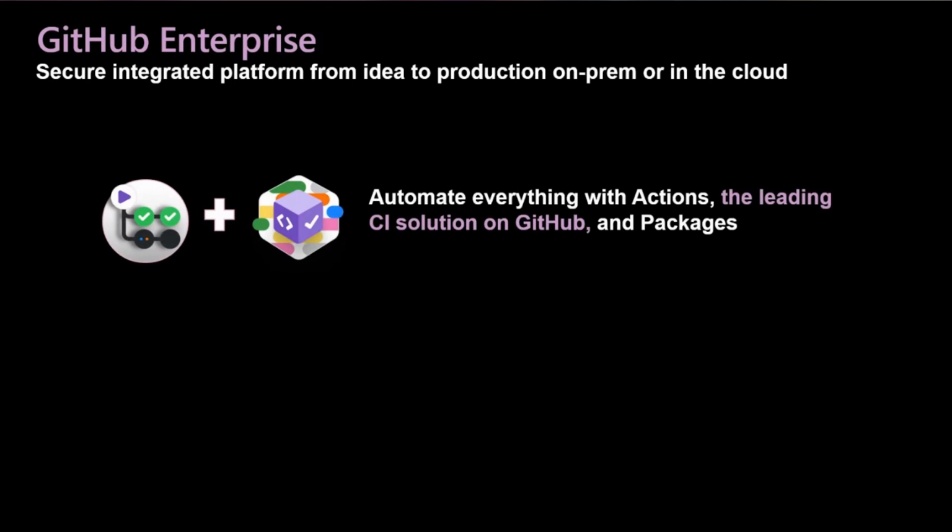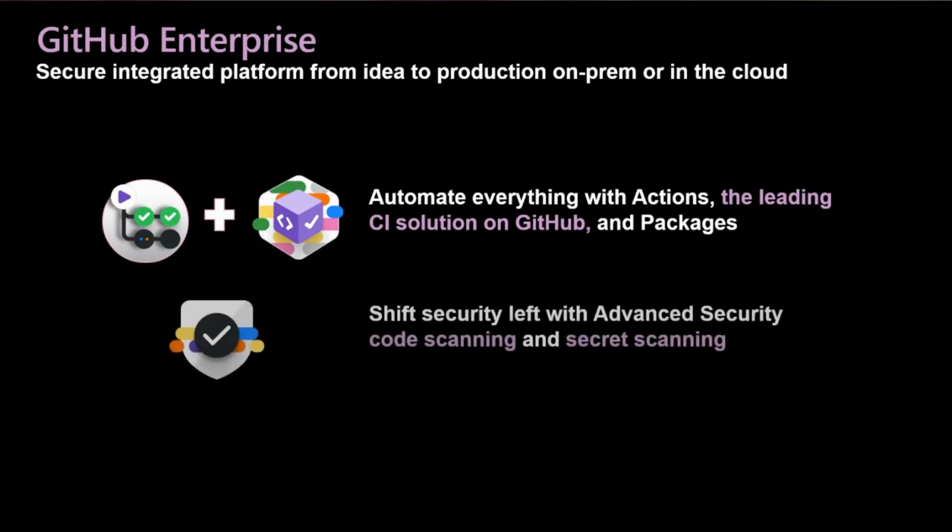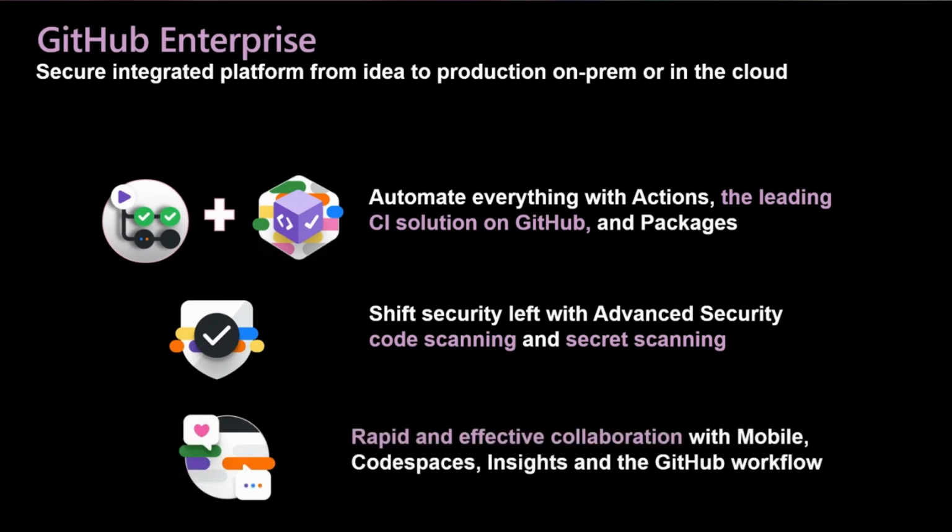So we can automate everything with actions. Like I said, they're not just CI/CD. So yes, they can do continuous integration, continuous deployment, and continuous delivery, but it allows us to look at ways we can do things in the cloud or on-prem. We can also shift our security left, and our organizations left, with advanced security code scanning and secret scanning. And we can have rapid and effective collaboration with GitHub Codespaces.